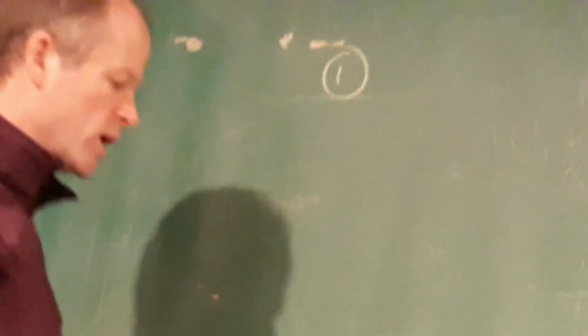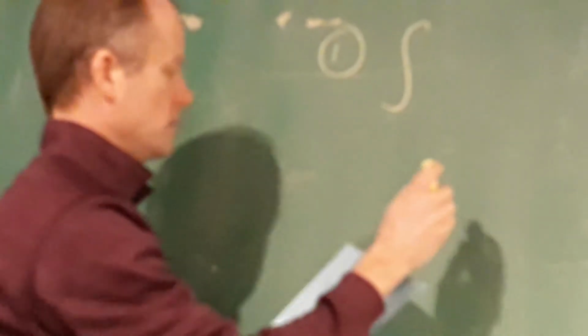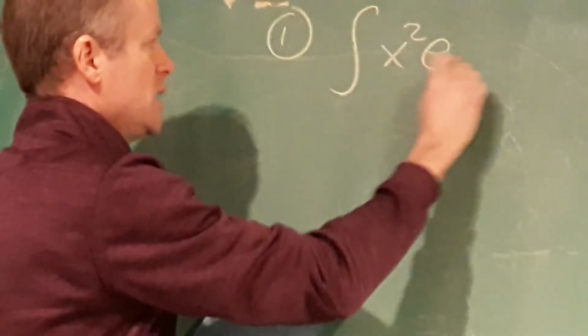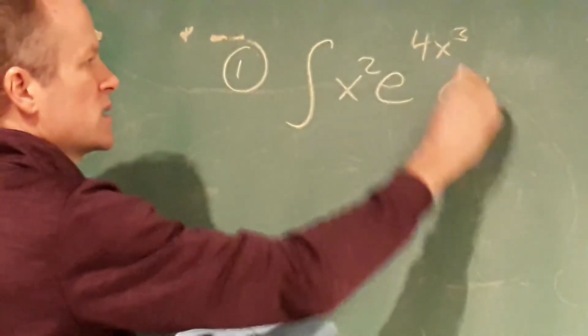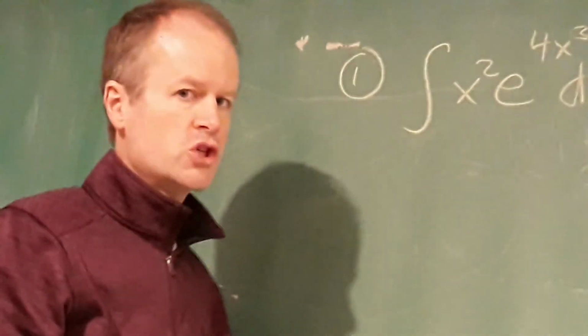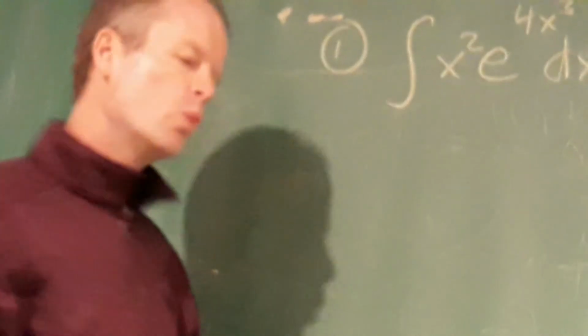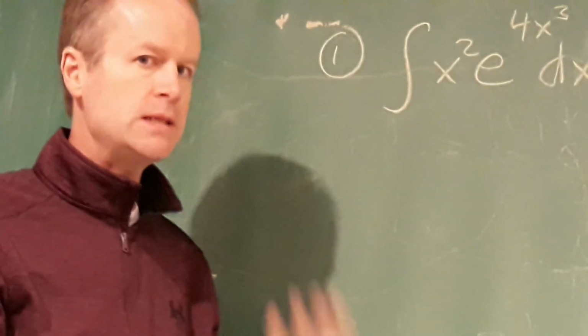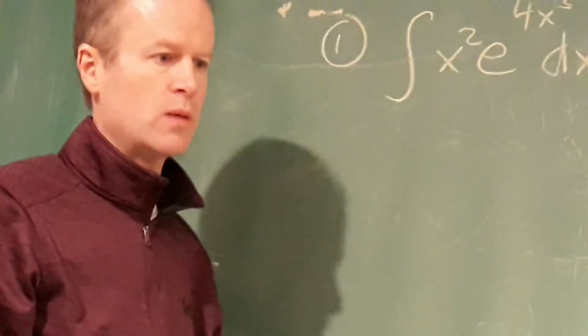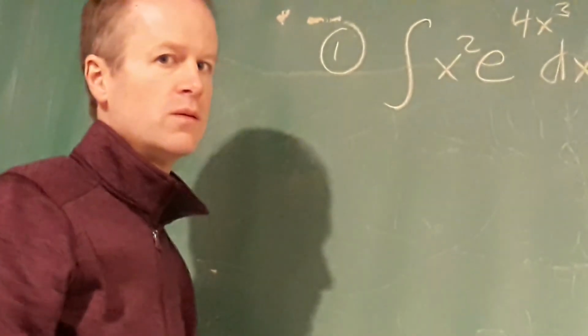So let's look at question 1 on the back. Question 1 on the back is the integral of x squared e to the 4x cubed dx. Now, with all these problems, the first question is, what do I use for u? What should u equal? So you're always thinking about what seems more like the inner function. And also, whatever I choose for u, I want to make sure that du is also in the problem so that when I do the substitution, the x's cancel.